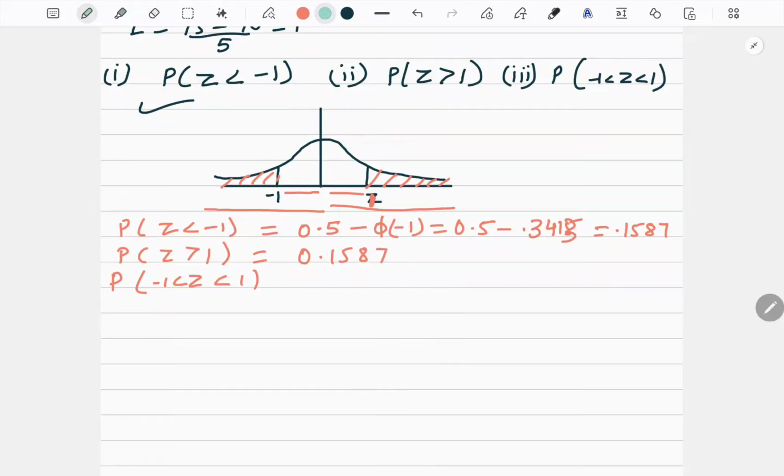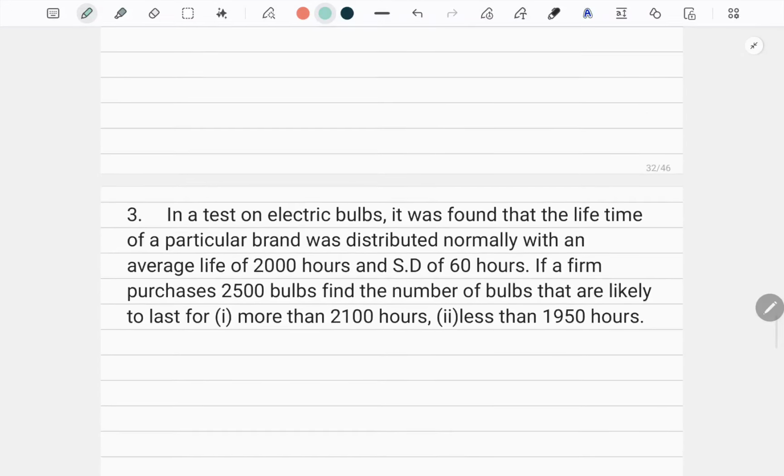Okay. Now probability for z between -1 to 1. So means which area I am looking for? I am looking for this area. So this is equal to phi of -1 plus phi of +1. Okay. So phi of -1, 0.3413 plus 0.3413, 0.6826. Right? So this is how you have to do the questions, right? It's not difficult, only you have to understand the simple basic concept. Okay, so let's move to the next question.